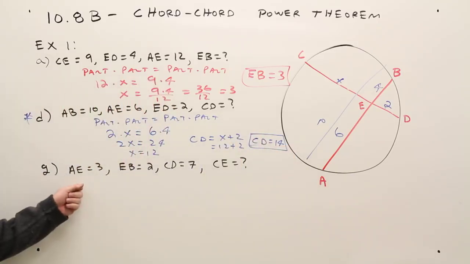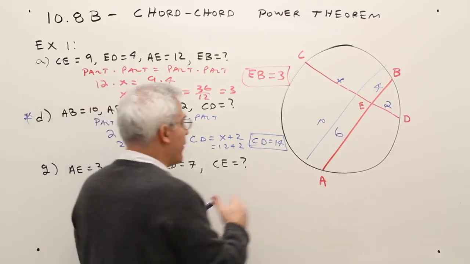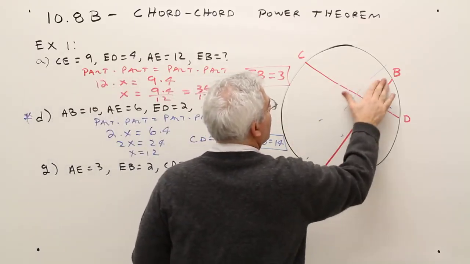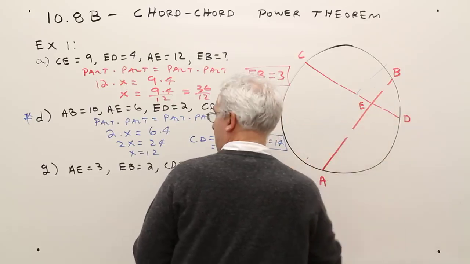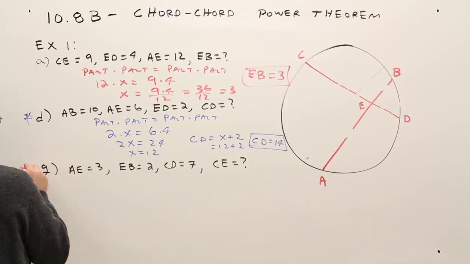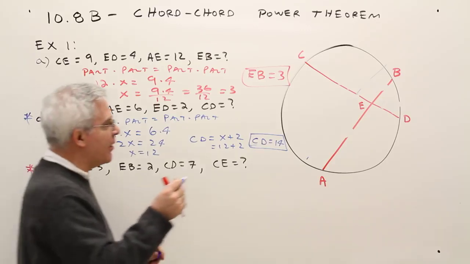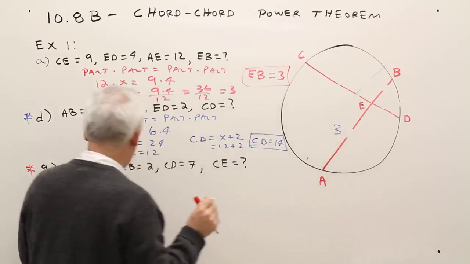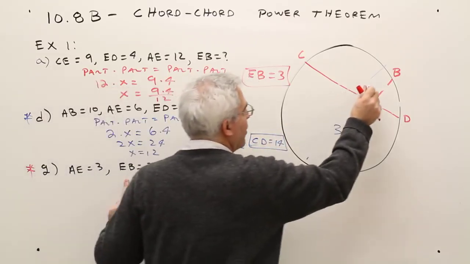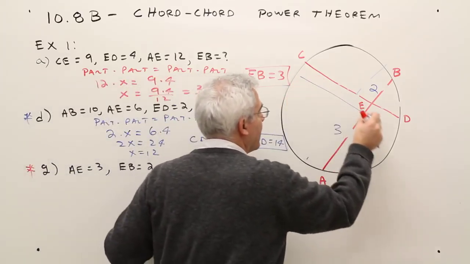Okay, and then finally I saved the best for last, part G. So again, I'll erase these values right here. And now we're on part G, and I'll go back to red. All right. AE is 3, EB is 2, and CD is 7.